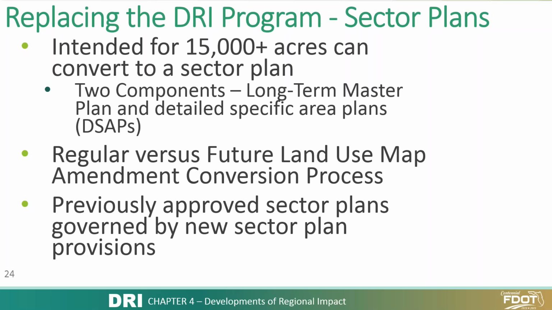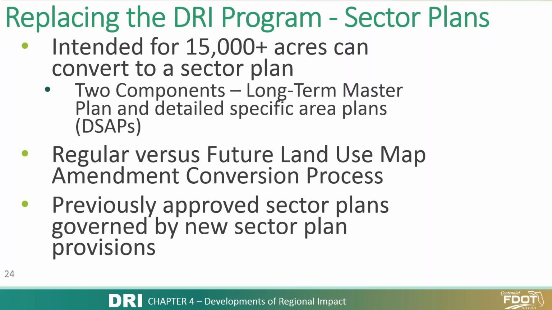Now, if you're with us on our Chapter 3 webinar, we had a detailed discussion about sector plans. As we talked during that webinar, we discussed the fact that sector plans were considered an alternative to the DRI program. They are intended for areas that are 15,000 acres or more, and contain two parts: long-term master plans and detailed specific area plans, or DSAPs. Now, you saw this terminology DSAP previously because those are one of the exemptions underneath the current DRI program.